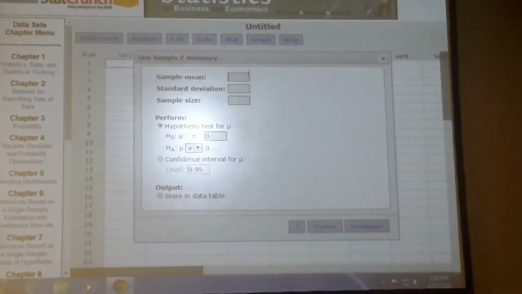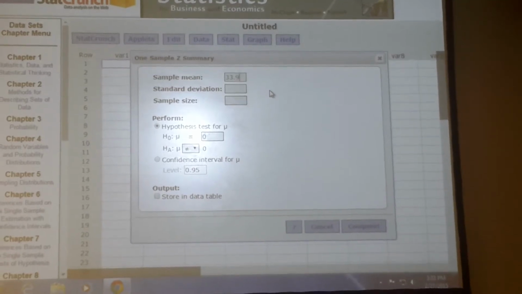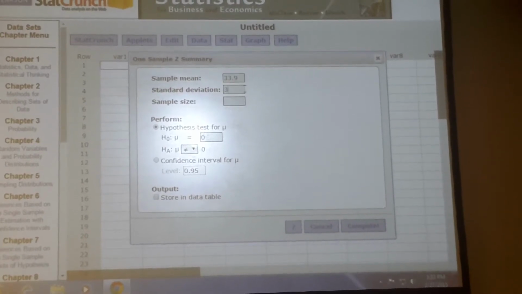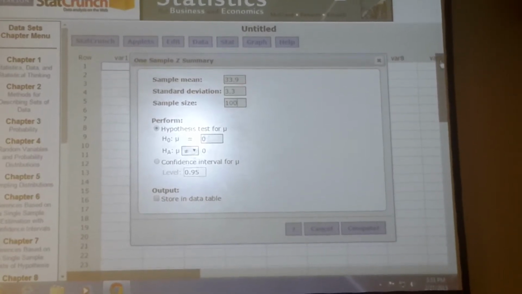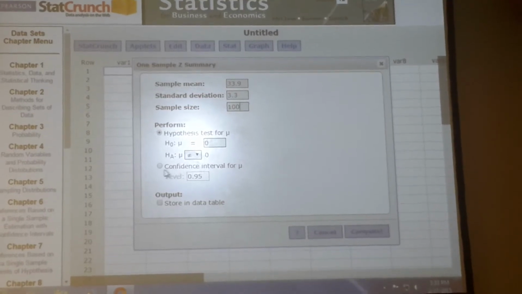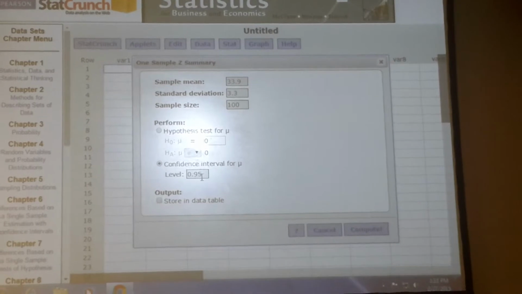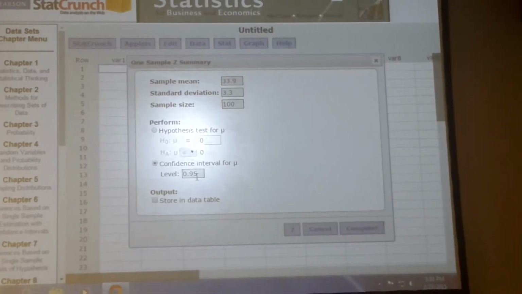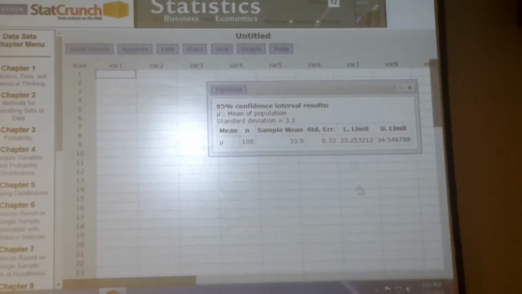Once we've clicked on that, we just put in the relevant information. Our sample mean was 33.9, our standard deviation was 3.3, and our sample size was 100. And at this point, we are looking for the confidence interval at a 95% level of confidence. So all we have to do then is click compute.